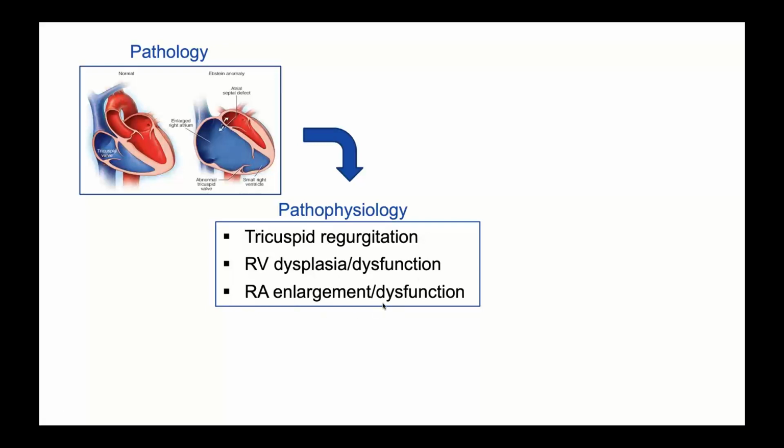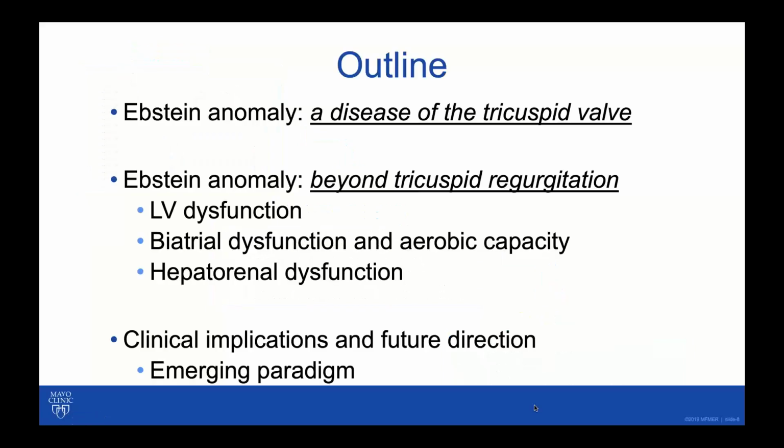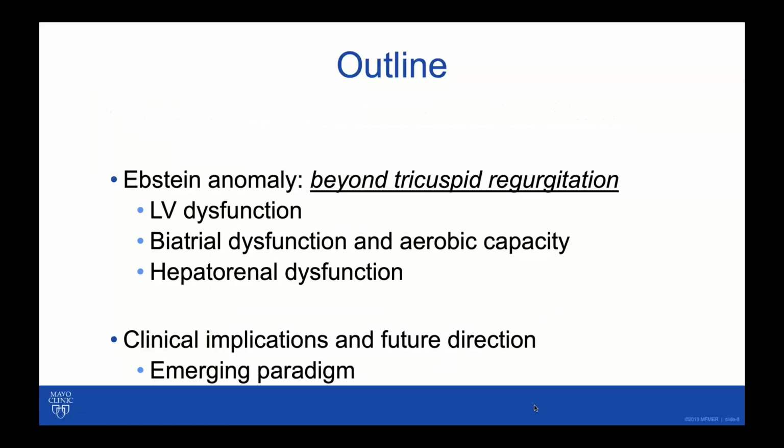As a result, the treatment is targeted at the pathophysiology, which will be address the TR by repairing the tricuspid valve. And when you cannot repair, then you should replace it. Then try to improve the hemodynamic function of the right heart by reducing the size of the RV and the RA. So that is overview of Ebstein anomaly.